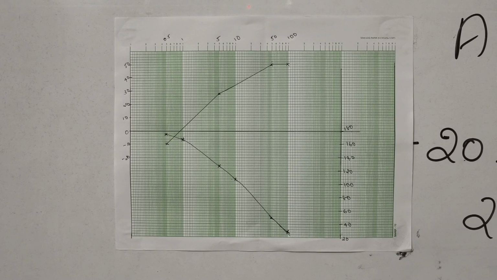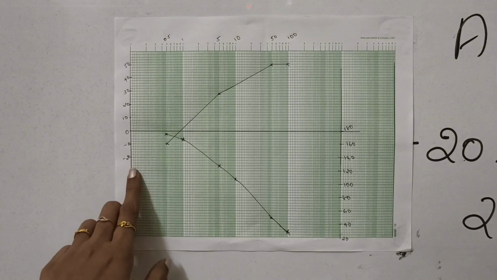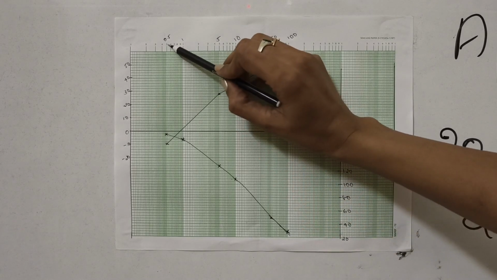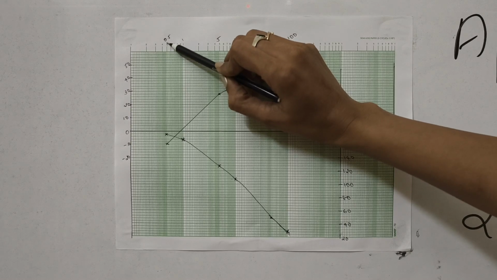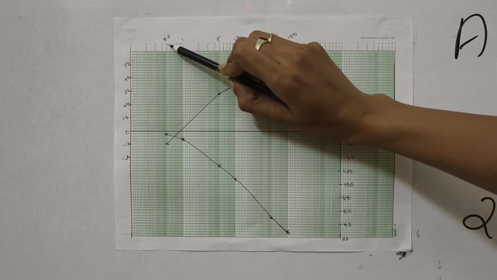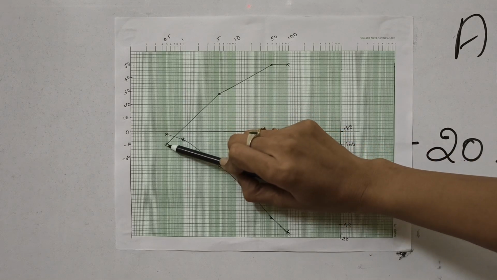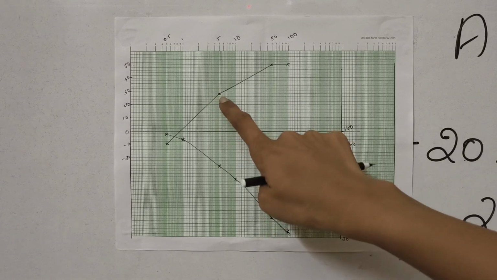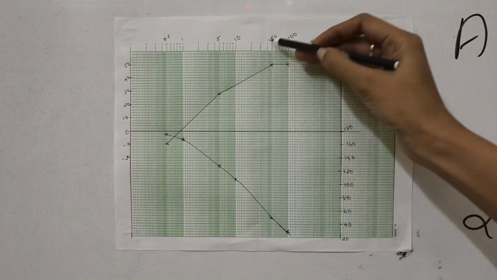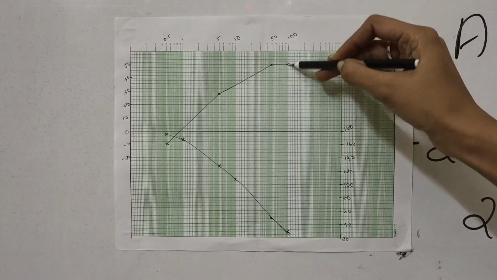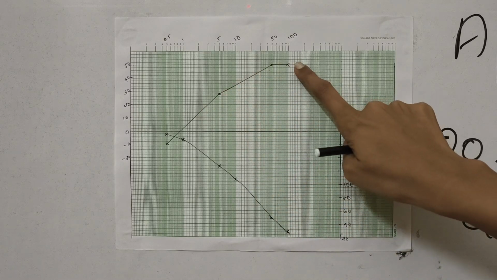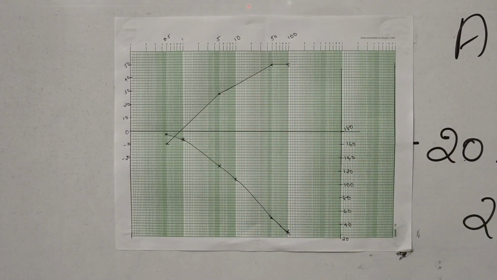For 0.5, we get our gain as minus 12 dB. So minus 12 lies between minus 10 and minus 20. Then, for 5, the gain value is minus 28 dB. Then for 50, it's 48 dB. And for 100, it's 48 dB. Then I'll join all these points. This will be our magnitude plot. Clear?